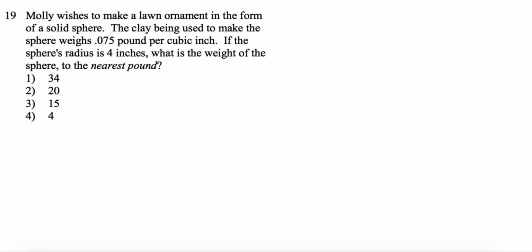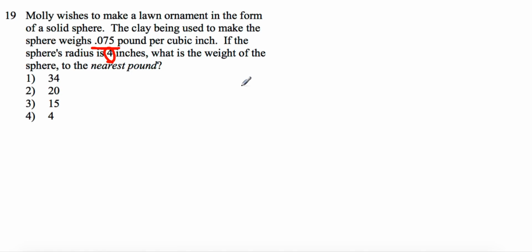So let us look at number 19 here. We have a lawn ornament in the form of a solid sphere, and the density is given. If the sphere has a radius of 4 inches, what is the weight of the sphere?